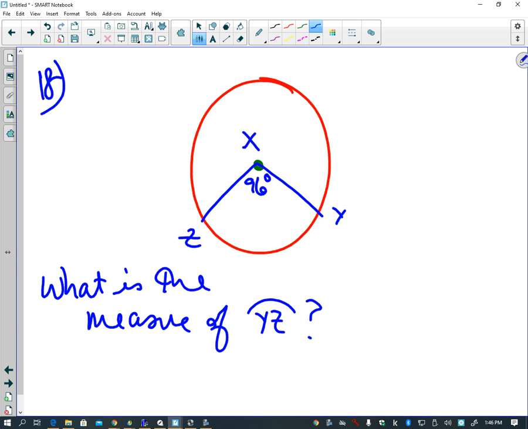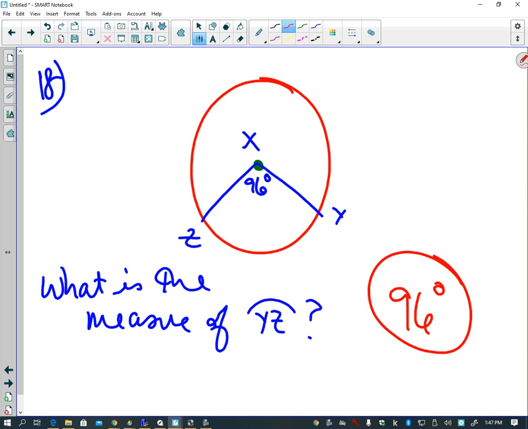All right, this should be the easiest question on the test. But I guarantee that several, if you don't remember this one thing, will get this wrong. There's not even actually any math to do. It's 96 degrees. Okay? Does anybody know why? What is the measure of arc YZ?